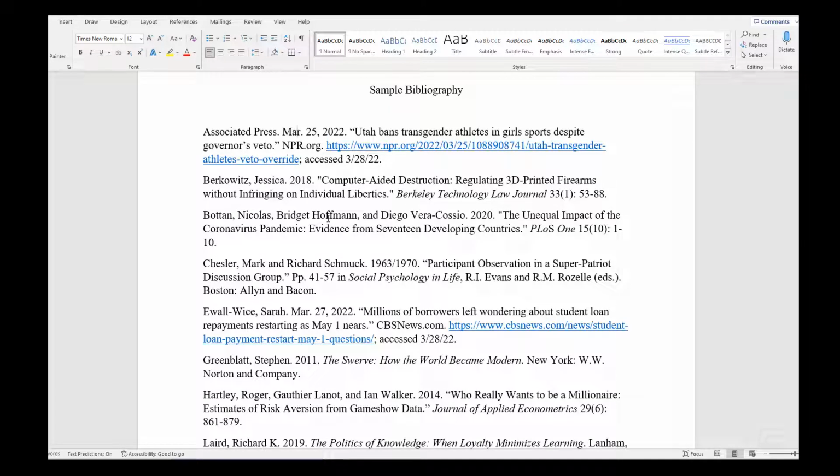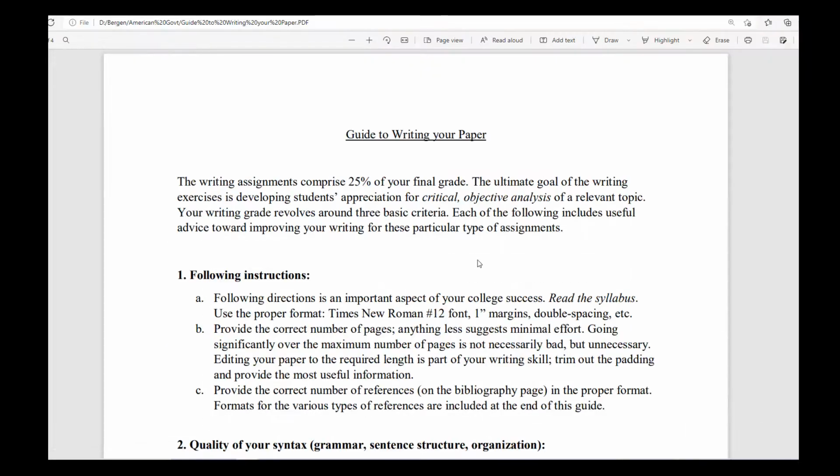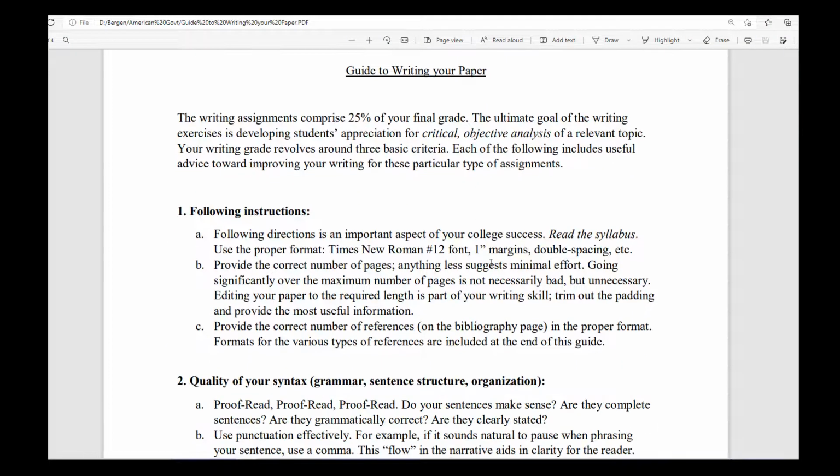All right, now let's look at the guide to writing your paper. This has been posted for a few days or more now. This is just a kind of summary of the three basic criteria that I use when I'm grading your papers. And the writing assignment is 25% of your final grade, so you really want to put some effort into this.